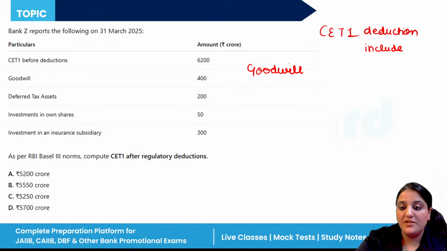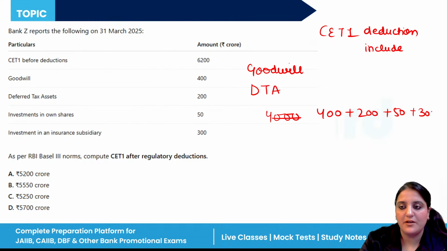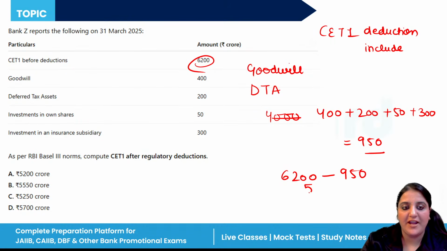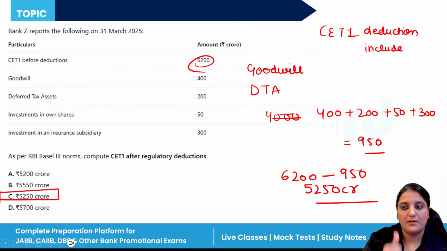Then DTA, deferred tax assets, these are fully deducted. Investment in own shares and investment in insurance subsidiaries, these are also fully deducted. So what are the total deductions? 400 plus 200 crore plus 50 crore plus 300 crore, that is equal to 600, 700, 950 crore. We have to deduct this 950 crore from this, so we get 5250 crore. So option C is correct. Clear?